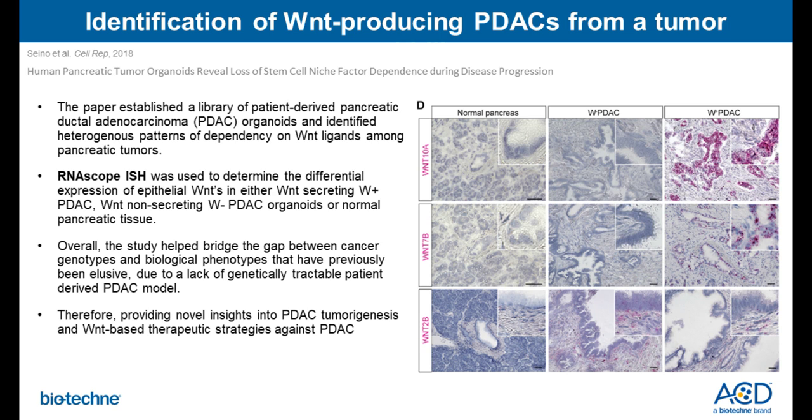Here's an example of how researchers have used the RNAscope assay to visualize the heterogeneity of Wnt ligand expression in these pancreatic tumors. They have developed a pancreatic tumor organoid library and then studied the expression of Wnt ligands within these tumors to understand the dependency of these tumors on the Wnt signaling pathway.